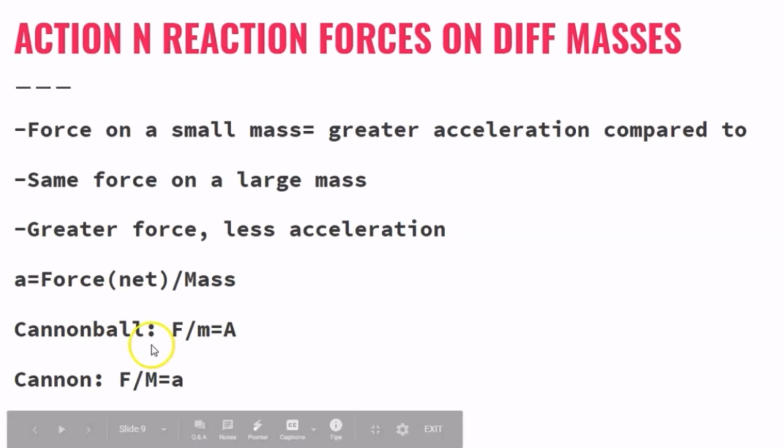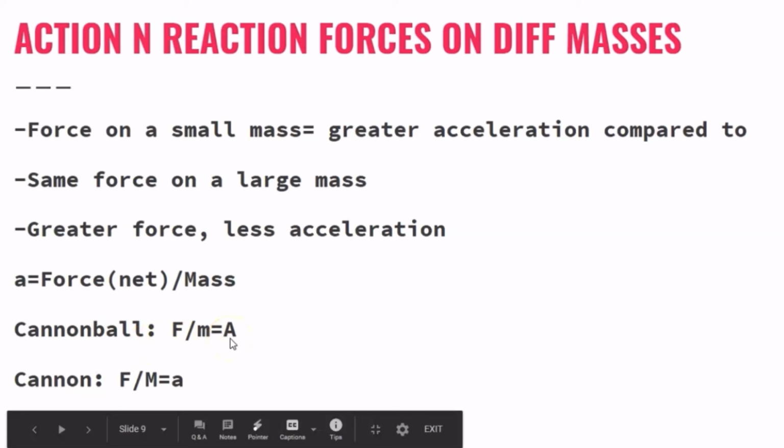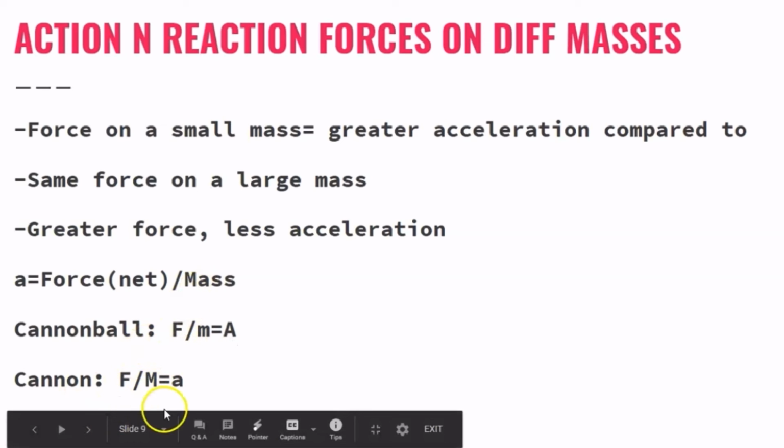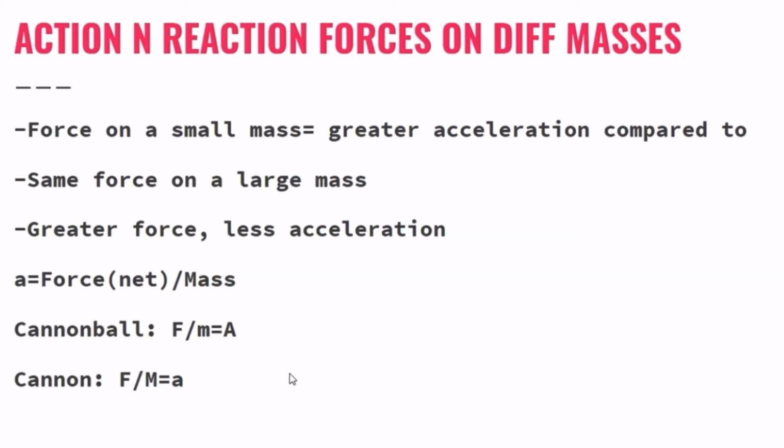So if you were to try and move a cannonball, the mass is way smaller compared to the actual cannon. It's the same force, but the cannon has a bigger mass and the cannonball is smaller. You guys see how the acceleration is bigger for the cannonball with a small mass, and the mass is bigger with a small acceleration for the cannon. So a bigger mass means smaller acceleration, and a smaller mass means bigger acceleration.